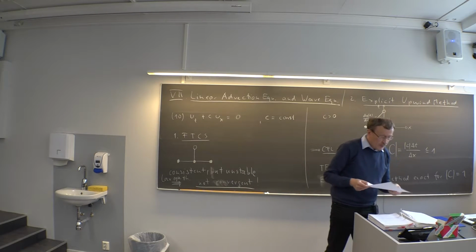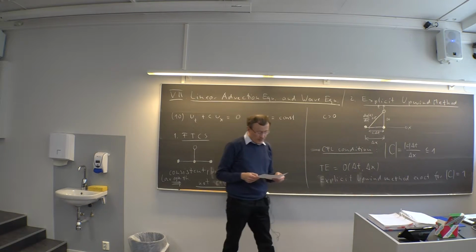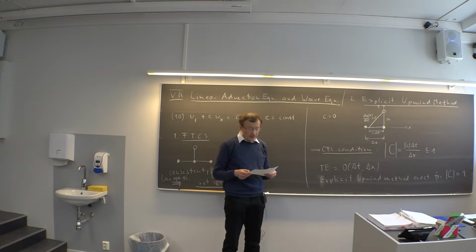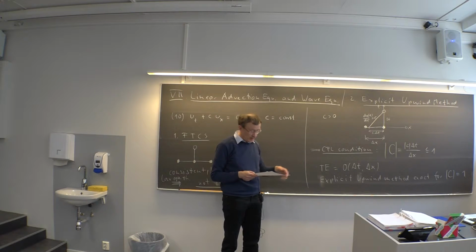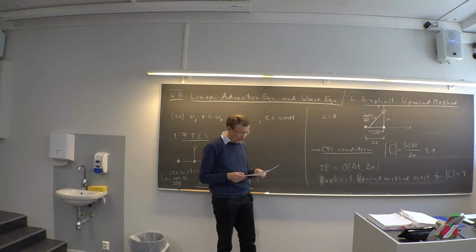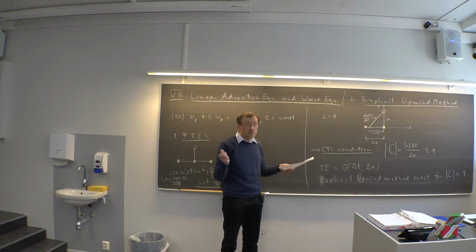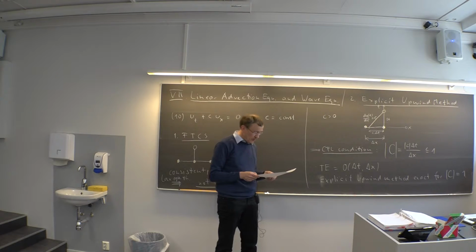We have also looked at the implicit upwind method. We get a bidiagonal linear system that we can easily solve. The method has the same truncation error, but it is unconditionally stable. So we can use any value of delta t. And by the Lax equivalence theorem, it is convergent for all delta t larger than 0.